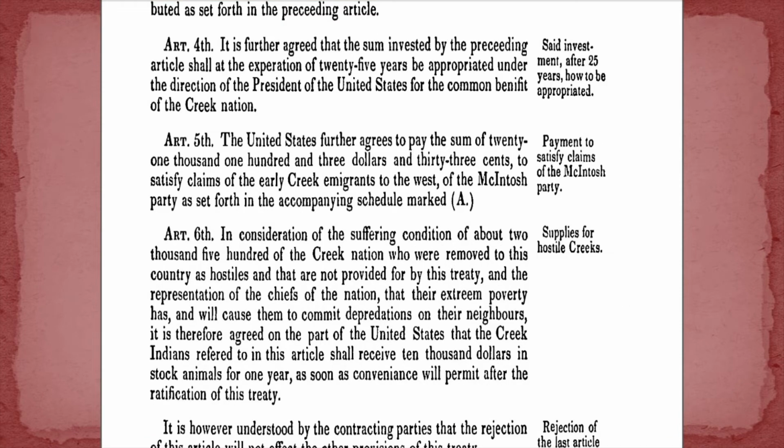Then we'll talk about payment to satisfy claims, supplies for hostile Creeks. So while we're treating with you, we do know that there are some members of your tribe that might not want to be a part of this treaty. They're not accepting this alliance. So we're going to talk about supplying them and maybe subduing them in a way. So we continue on.